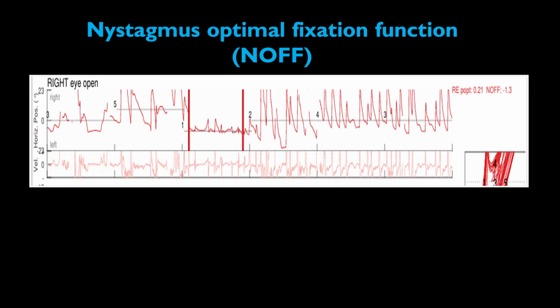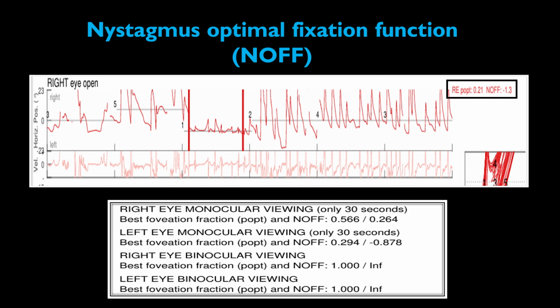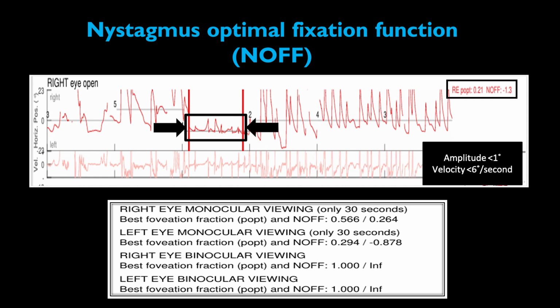A very important parameter of quality of foveal fixation is nystagmus optimal fixation function or NOF values. It takes the logarithmic value of fraction of points within the optimal 4-second segment that meet the simultaneous position of less than 1 degree and velocity of less than 6 degree per second criteria. NOF value nearing 1 or more is compatible with good visual acuity.